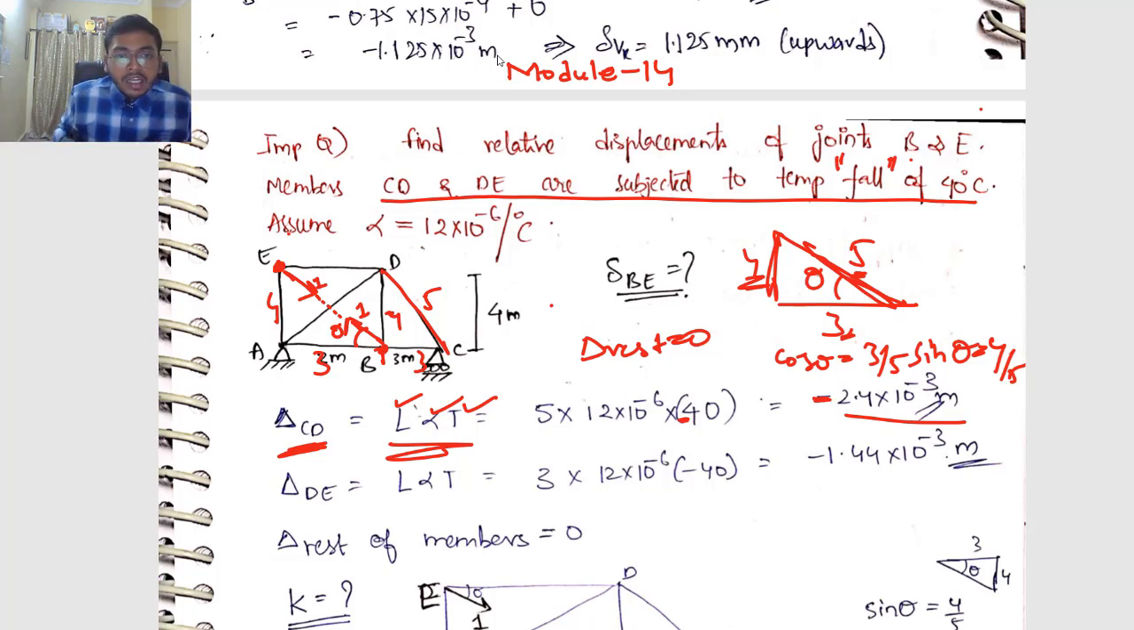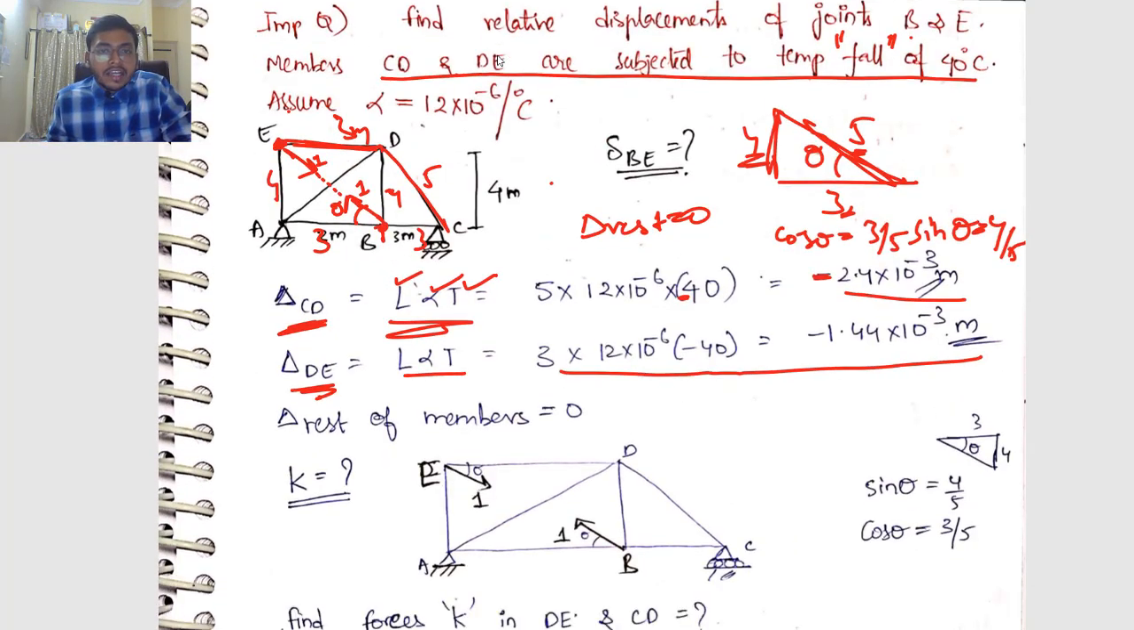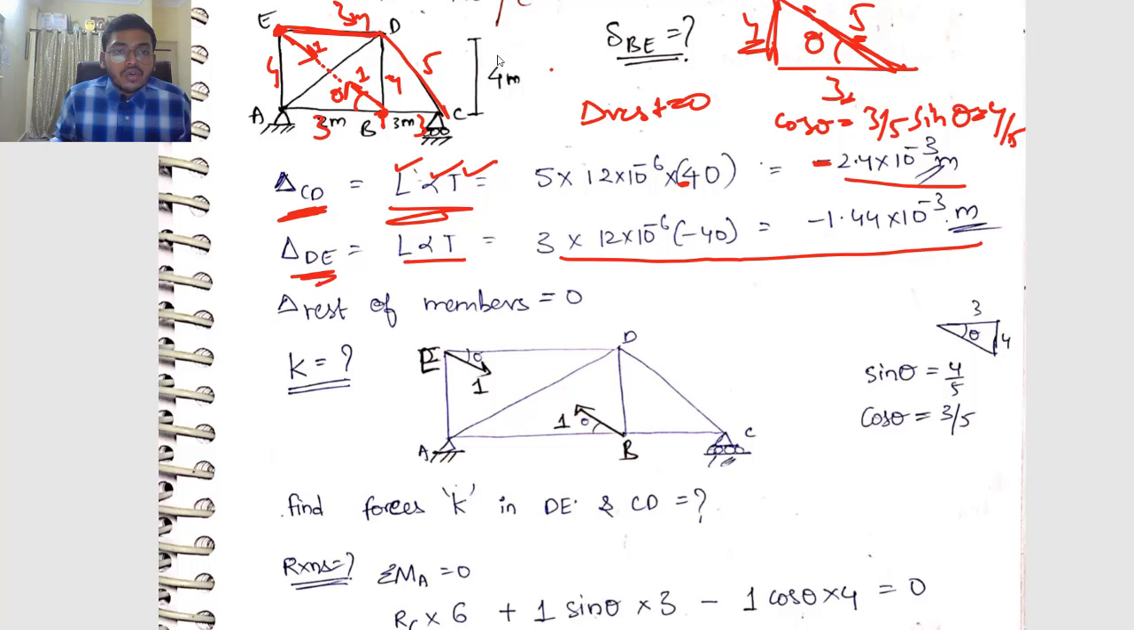Okay, now delta DE is this member, right? So delta DE again is L alpha T, length is 3 meters. So alpha value is 12 into 10 to the power of minus 6, and temperature change is minus 40. You will be getting minus 1.44 into 10 to the power of minus 3 meters. And what is the elongation in the rest of the members? It is 0. So half of the question is done. So what we have to find? Summation of K into delta, right?